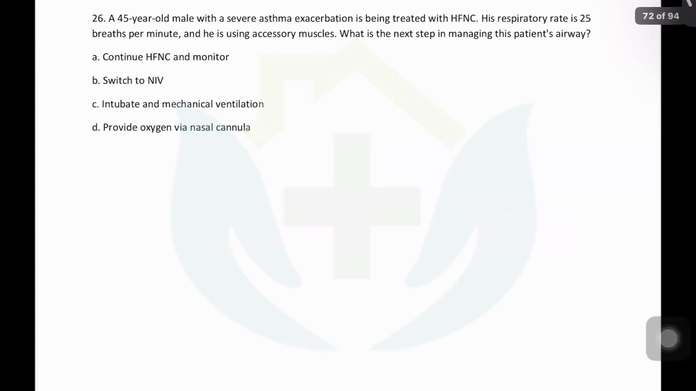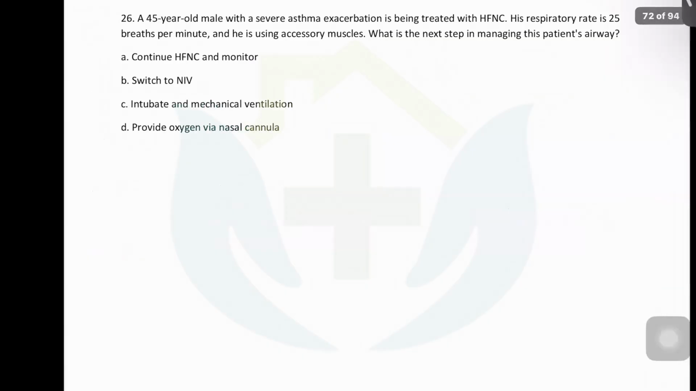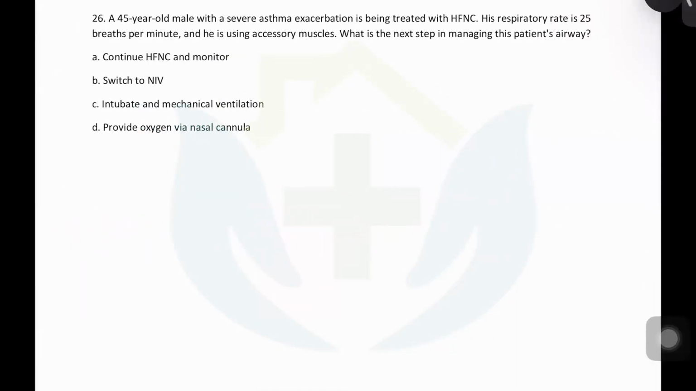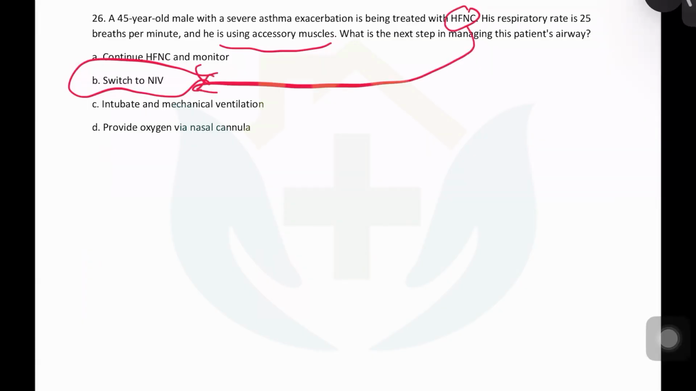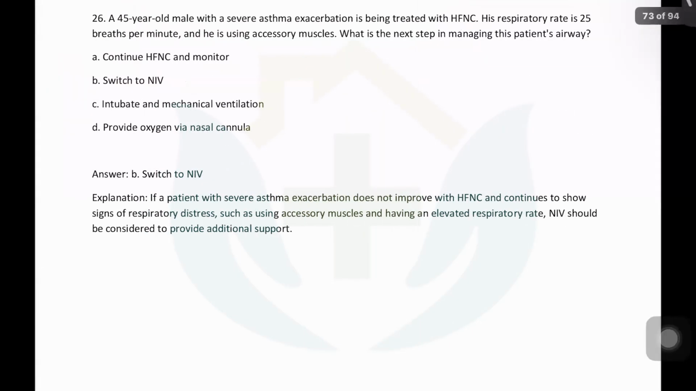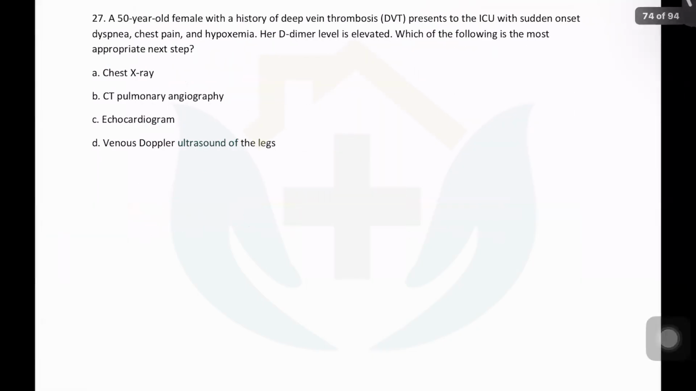Simple. Indication of NIV: using accessory muscles. D. So what will we do? We would switch from HFNC to NIV. This is one of the indications where we shift from HFNC to NIV. If a patient with severe asthma exacerbation does not improve with HFNC and continues to show distress, using accessory muscles and elevated respiratory rate, NIV should be considered.